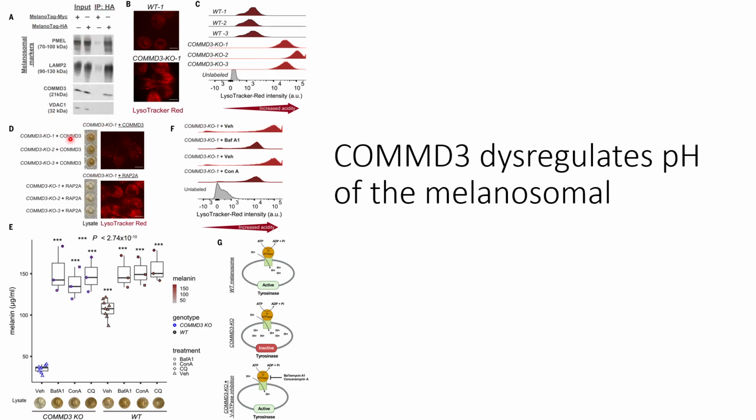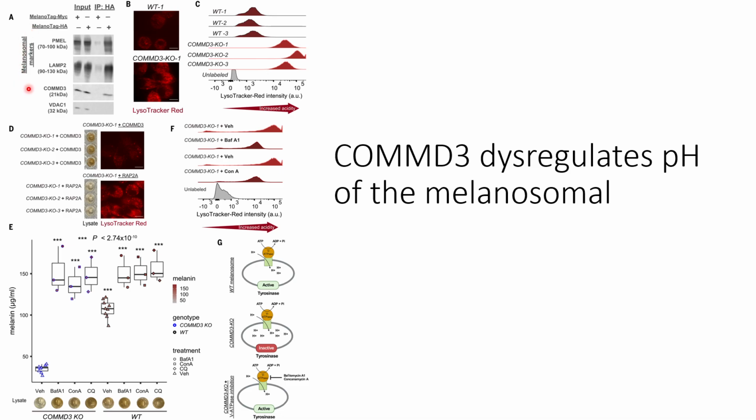In the first panel, panel A, represents the immunoblot experiments. The first one is the input, which is the whole cell lysate. In this they have identified whether it has the melanosome markers, and they have also identified that it has COMMD3 and a mitochondrial marker.